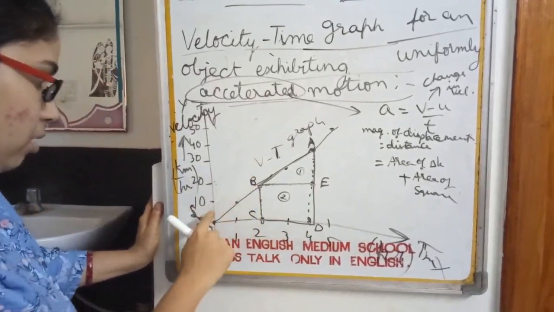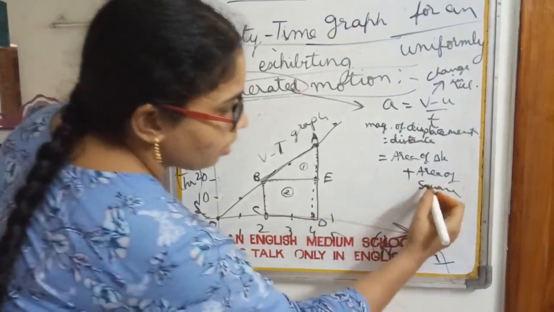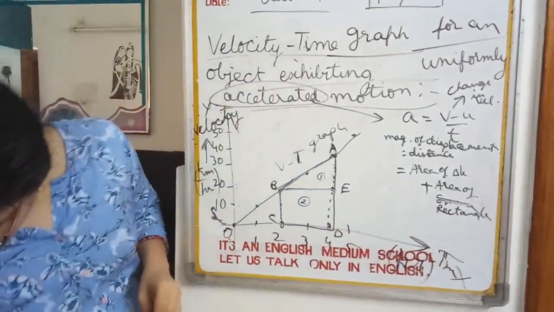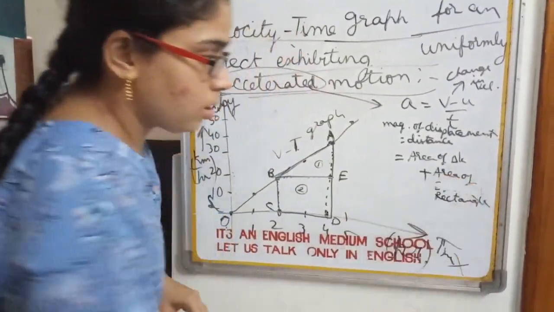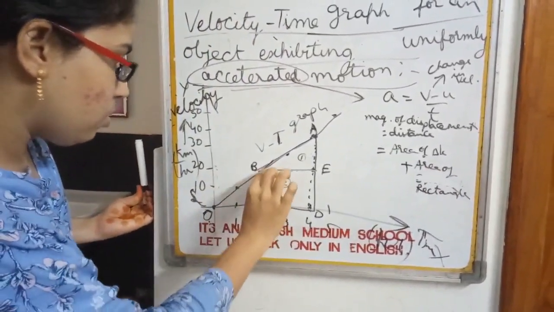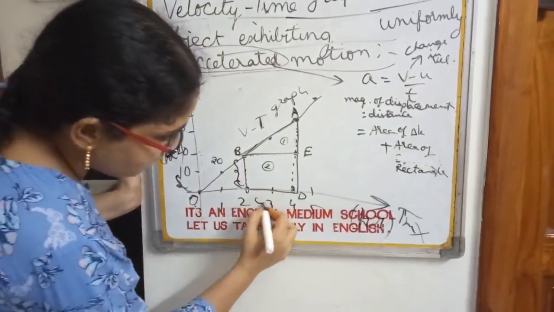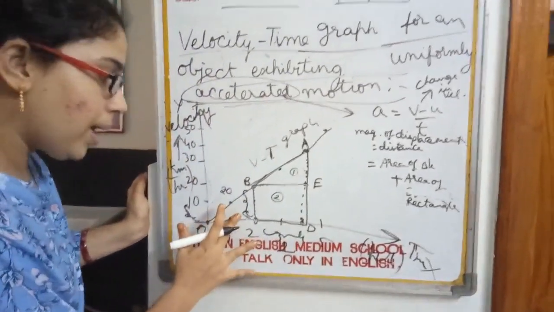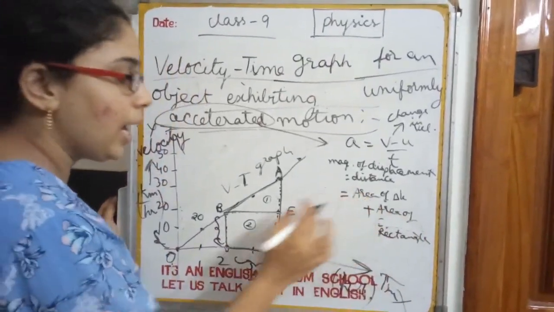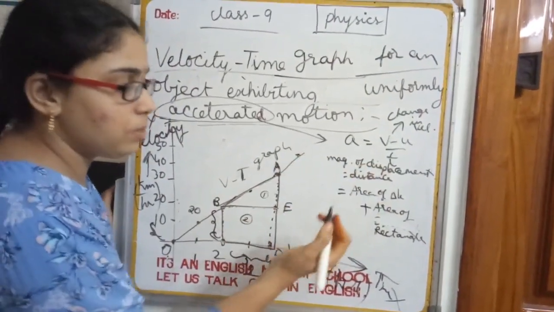Whereas on the y-axis, this side also, 10, 20. Sorry, this is the rectangle, isn't it? In this way, you too should find out. This is 10 and this is 20. So this side length is 20, whereas this side length is 2. So by this it is clear that it is a rectangle. So you have to find the area of the rectangle and the area of the triangle, and add these two so that you get the magnitude of displacement or distance.